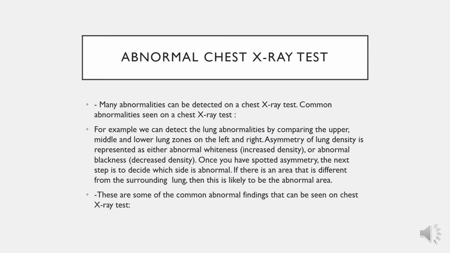For example, one, we can detect lung abnormalities by comparing the upper, middle, and lower lung zones on the left and right. Asymmetry of lung density is represented as either abnormal whiteness, increased density, or abnormal blackness, decreased density. Once you have spotted asymmetry, the next step is to decide which side is abnormal. If there is an area that is different from the surrounding lung, then this is likely to be the abnormal area. These are some of the common abnormal findings that can be seen on chest X-ray tests. Let's start.